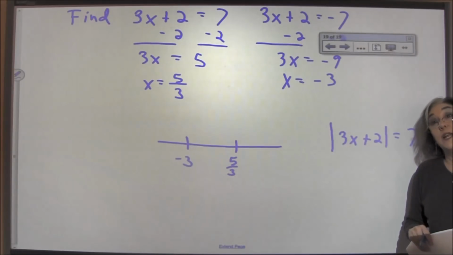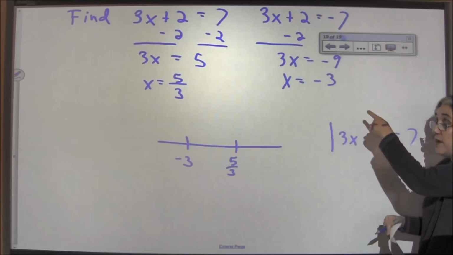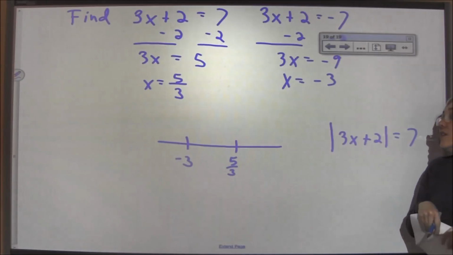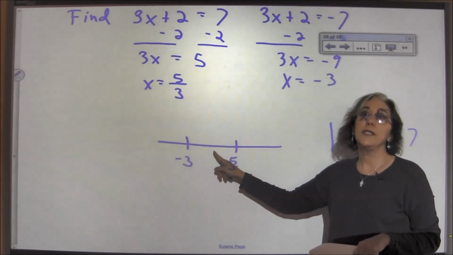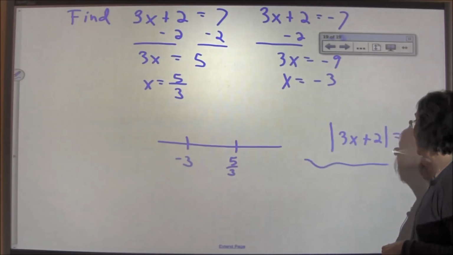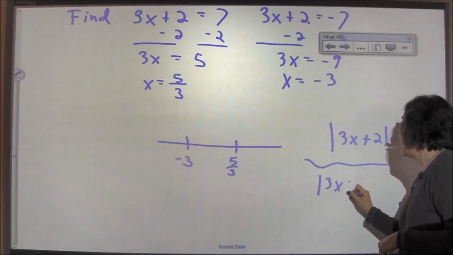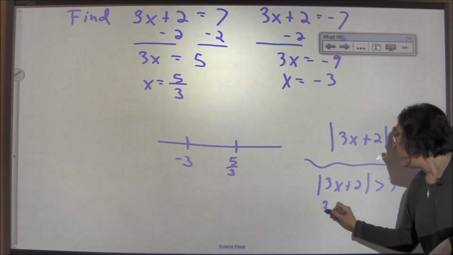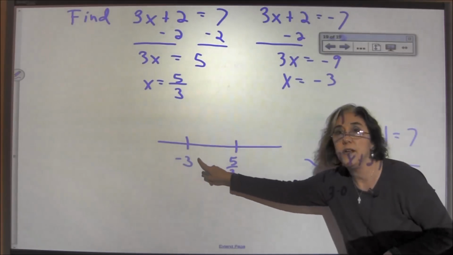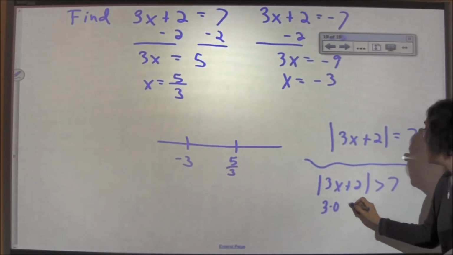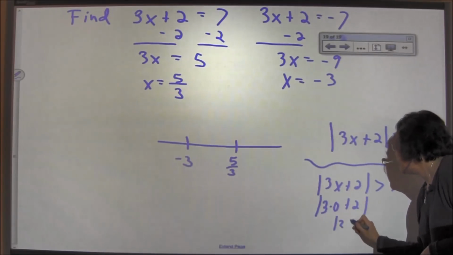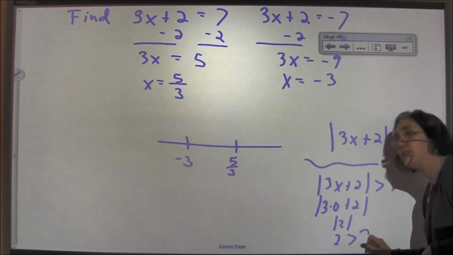And you can even plug in a number if you want. If you get confused, as long as you remember that first part correctly, you know that those are the two most important numbers, then you could test something. Like you could test 0. Let's look at this and see if it makes it true or not. 3 times 0, because 0's in here, right? 0's in between those. Plus 2, that would be 0 plus 2, which is 2. Is 2 greater than 7?